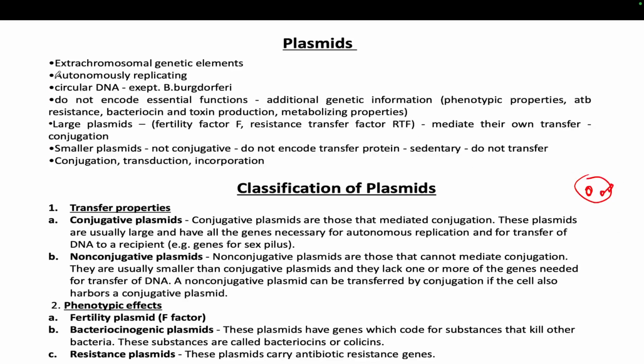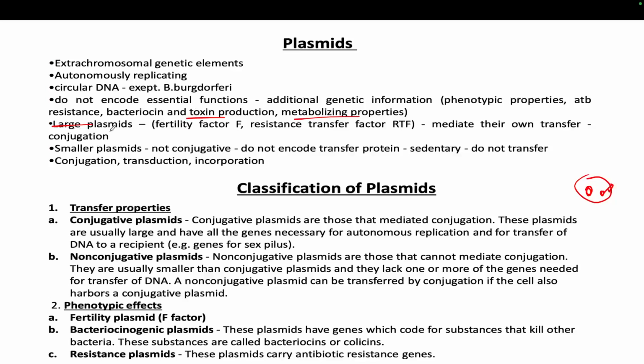And it is an autonomously replicating unit. In bacteria, it is circular DNA. And as I told you, it doesn't encode the essential functions. Only additional genetic information will be coded, like resistance, toxin, protein, and metabolizing properties. So it provides the additional features. It is not coding any kind of properties which are essential for bacterial survival. It is only encoding the extra characteristics.